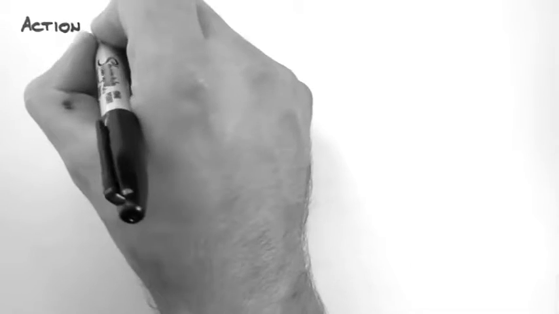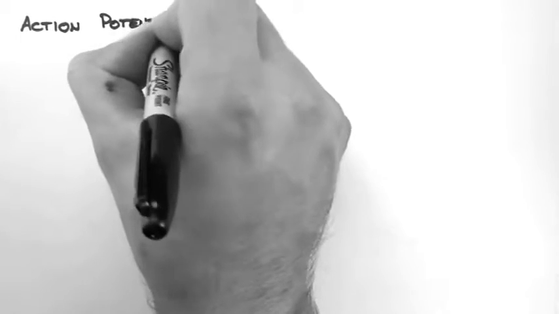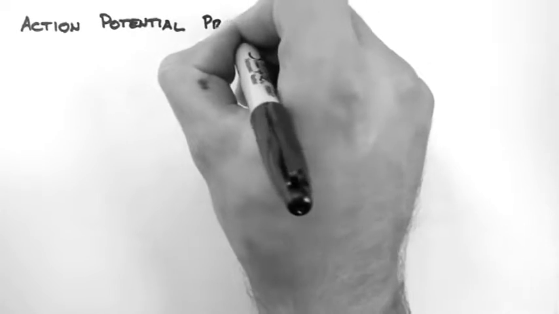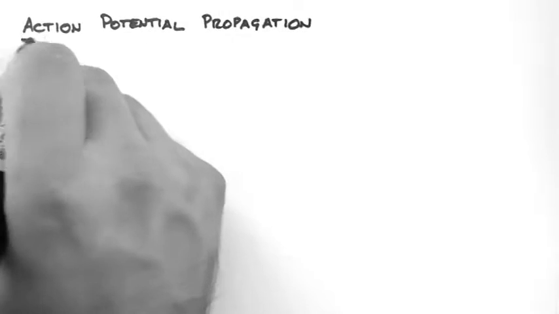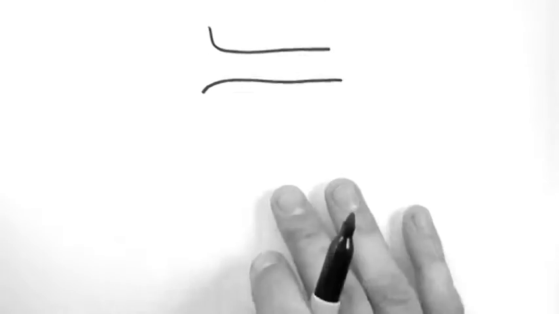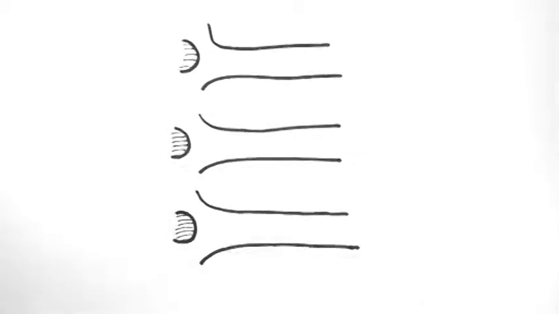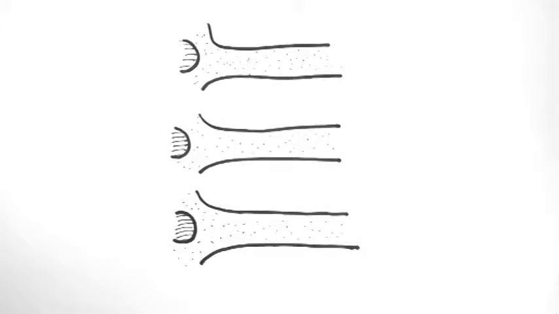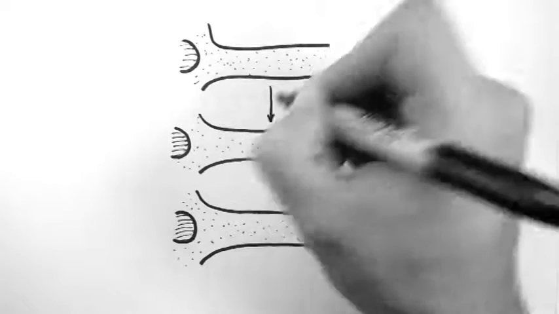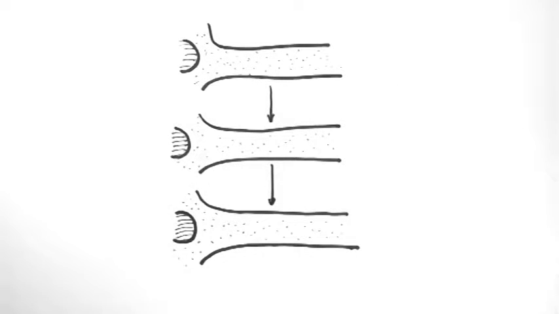Hi, in this video I'm going to talk about action potential propagation. This is the movement of an action potential along a membrane. So I'm going to draw up an axon and we're going to have a look at this axon at 3 different points in time. So this is the same axon at these 3 different points in time.